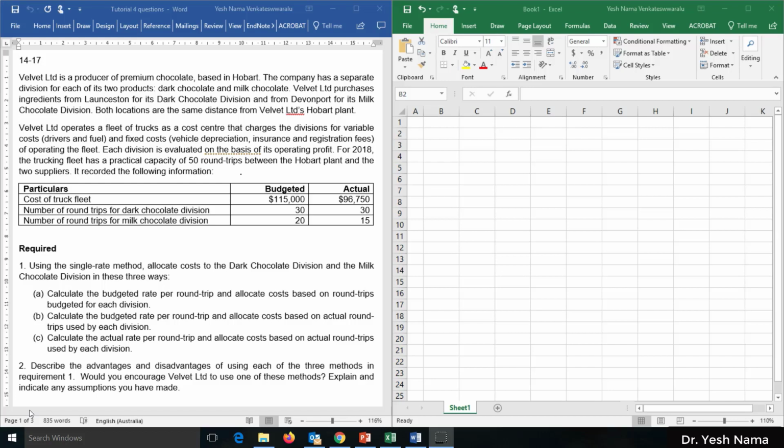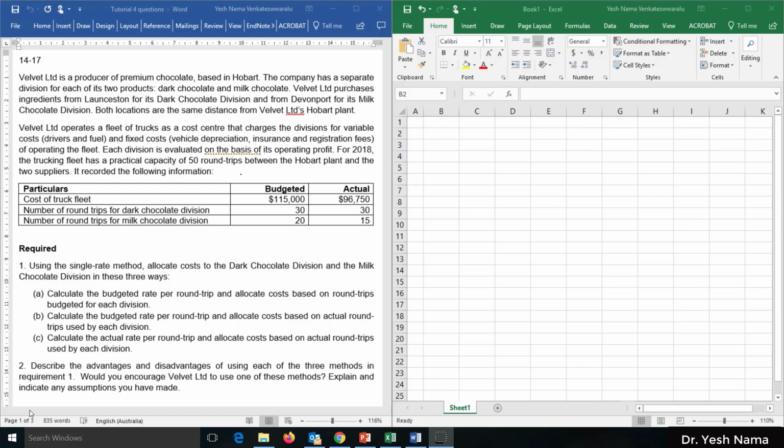So let's get started. Velvet Limited is a producer of premium chocolate based in Hobart. The company has a separate division for each of its two products, dark chocolate and milk chocolate. The company purchases ingredients from Launceston for its dark chocolate division and from Davenport for its milk chocolate division. Both locations are the same distance from Velvet's Hobart plant. The company operates a fleet of trucks as a cost center that charges the divisions for variable costs and fixed costs. Each division is evaluated on a basis of its operating profit.